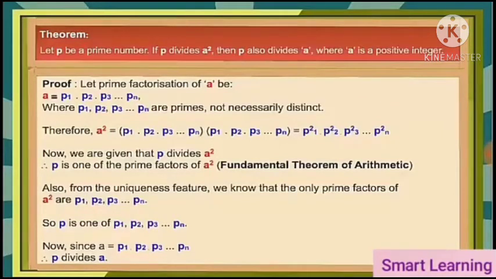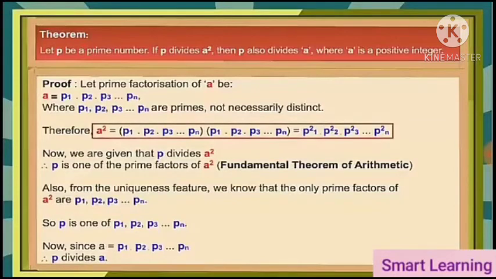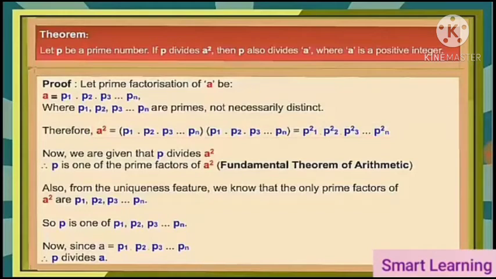Therefore, on squaring both sides, a square is equal to p1 into p2 into p3 till pn into p1 into p2 into p3 till pn, which is equal to p1 square into p2 square into p3 square up to pn square. Now, we are given that p divides a square in the theorem. Therefore, from the fundamental theorem of arithmetic, it follows that p is one of the prime factors of a square.